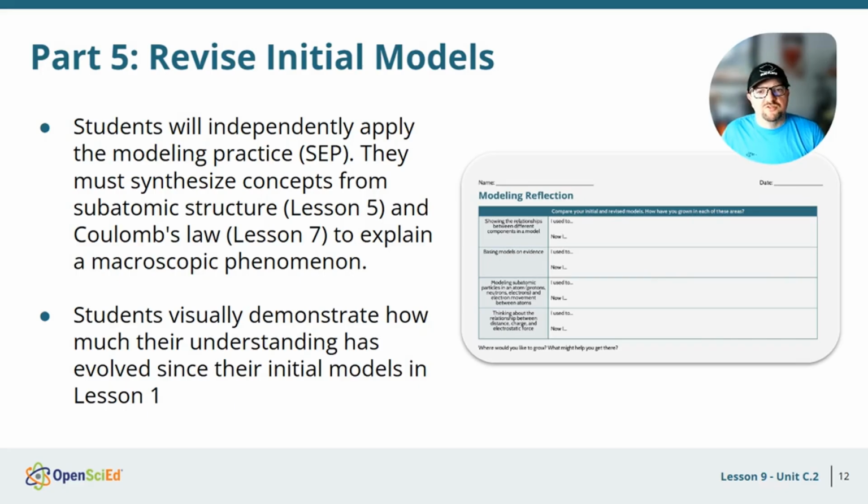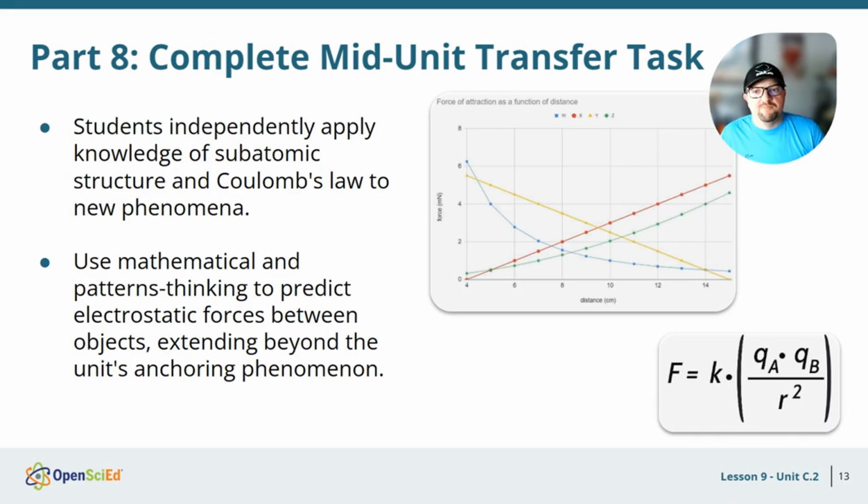If you look over their shoulders, you'll see them redrawing their original diagrams from lesson 1, adding subatomic charge symbols and force arrows. This is a genuine shift in thinking because they are interacting the micro scale of particles from lesson 5 with the macro scale of forces from lesson 7. I found this is where students realize the ground isn't a passive observer. It actually reacts to the cloud through polarization.